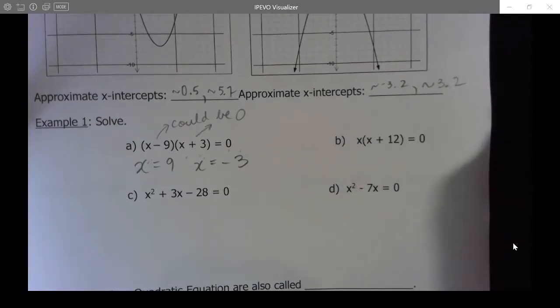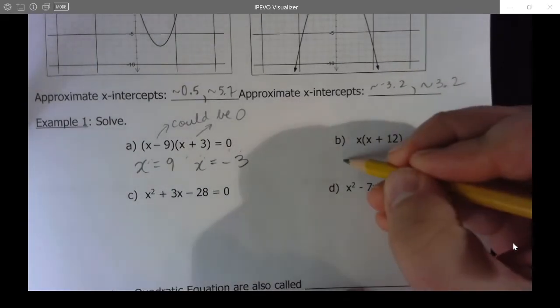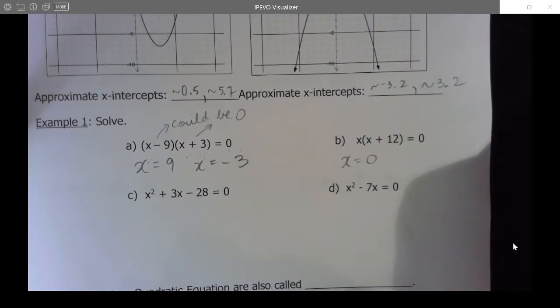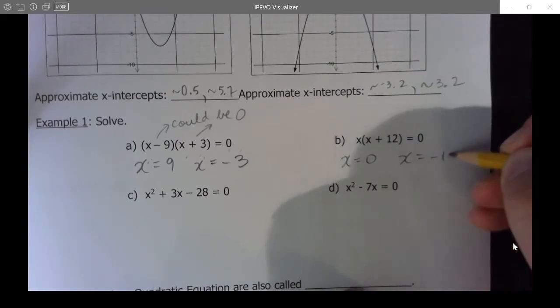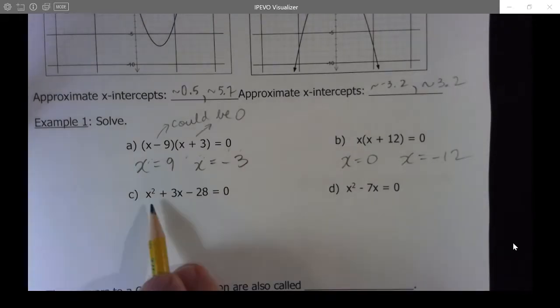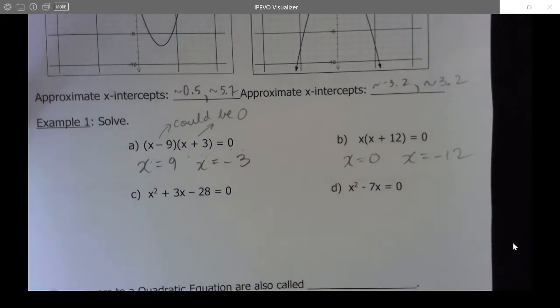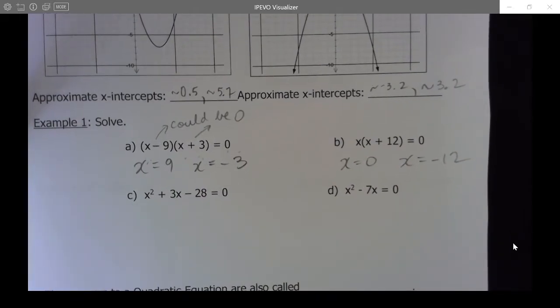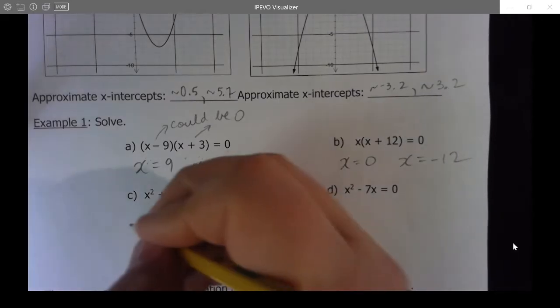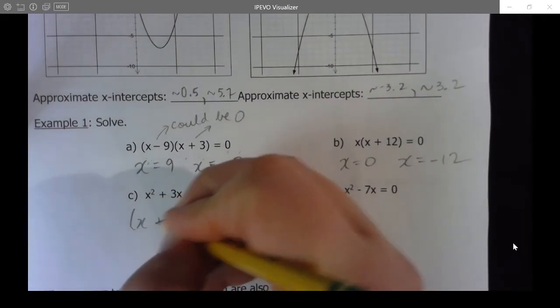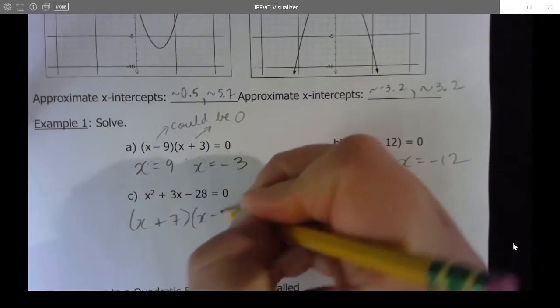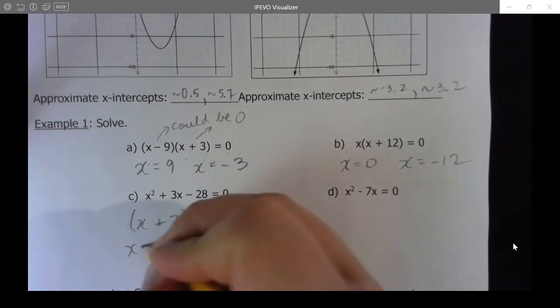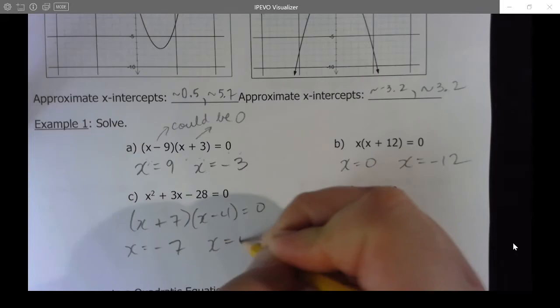If you have a quadratic that looks like this one, obviously x has to be 0 and the other x has to be negative 12. This one, obviously I have to factor first. Again, take 10 seconds. On your mark, get set, go. Did you get it? X plus 7, x minus 4. So my x is negative 7, or my x is 4.